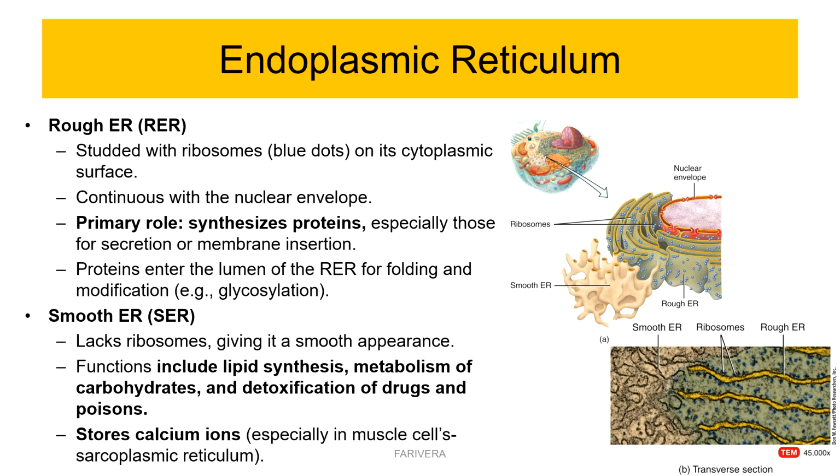Okay, so the endoplasmic reticulum has two major forms. The rough endoplasmic reticulum, or RER, has ribosomes attached to it. So it is strongly associated with protein synthesis, folding, and modification. The smooth endoplasmic reticulum, or SER, does not contain ribosomes. It participates in lipid synthesis, carbohydrate metabolism, detoxification, and calcium storage.